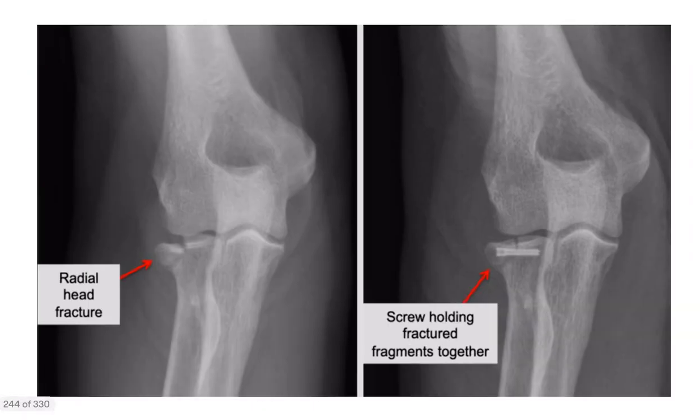First of all, let's see. This part is the radial head, and this area is the ulnar part, the ulnar olecranon. The olecranon goes up to here. So this part is the radius and this part is the ulna. In this picture we can see a slight fracture in the radial head, and here we can see the management of this fracture. That means there is a screw placed in this area.